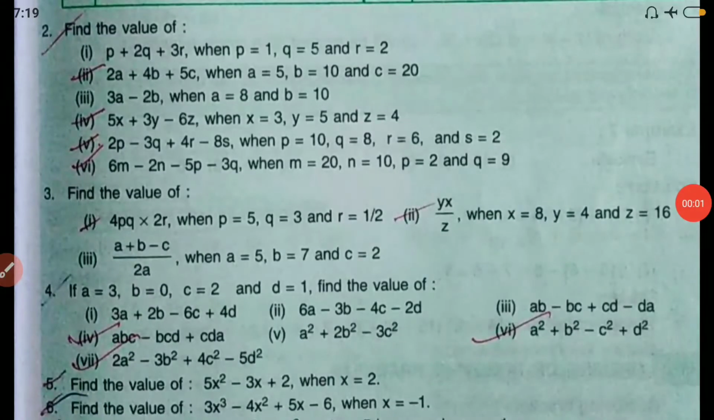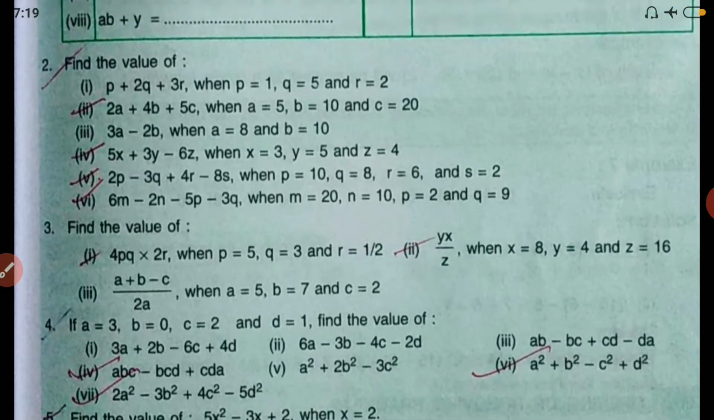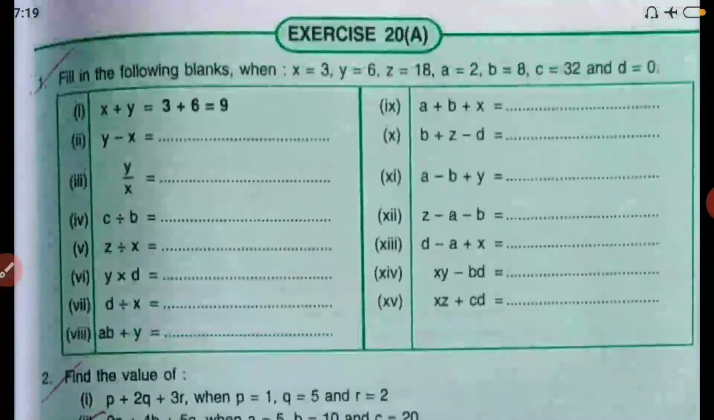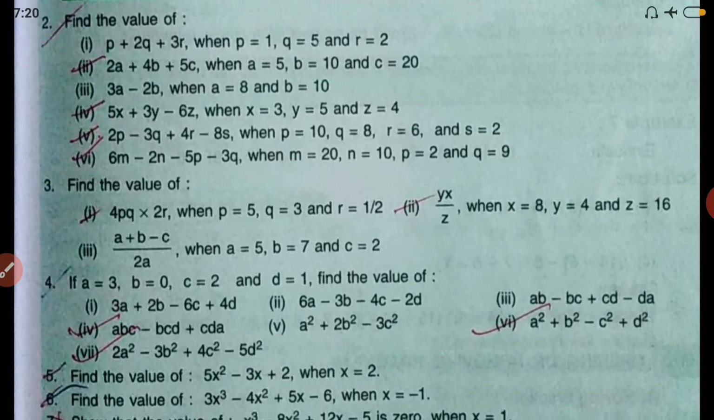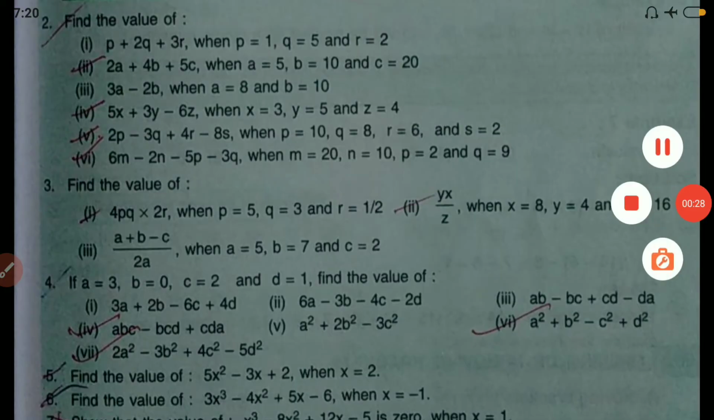This video is for class 6 mathematics and this is about the chapter substitution, and we are doing the sums from exercise 20a. We have already completed number 1. We are doing number 2 now. Find the value of number 1, p plus 2q plus 3r when p equals 1, q equals 5 and r equals 2. Let us go to its solution.